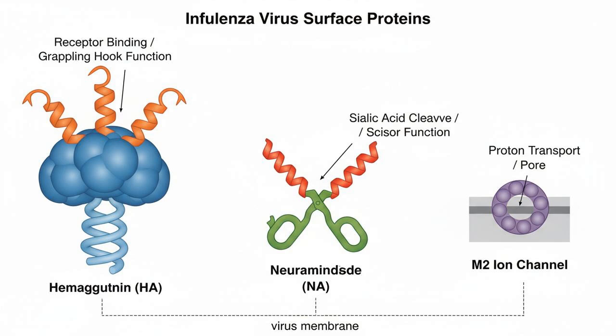But the surface is just the packaging. Inside this lipid envelope, there is a shell made of matrix protein 1, or M1, which gives the virus its rigidity. And piercing through that shell is a tiny, underappreciated pore called the M2 ion channel. Remember that name, M2. It is a proton pump, and it acts as the trigger for the entire invasion.